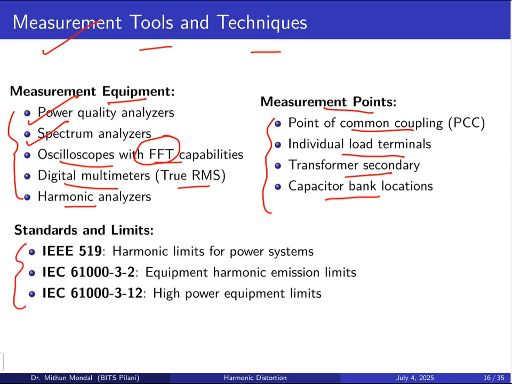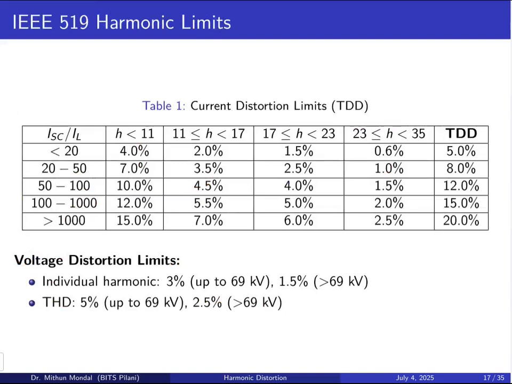Certain standards are there which we can look into, whether the IEEE 519 standard, which limits the harmonics for the power system, or certain IEC standards to determine the harmonic emission limits, as well as the limits for power equipment. These standards need to be followed to determine the limit set by the standard for a particular equipment or, in general, the entire power system.